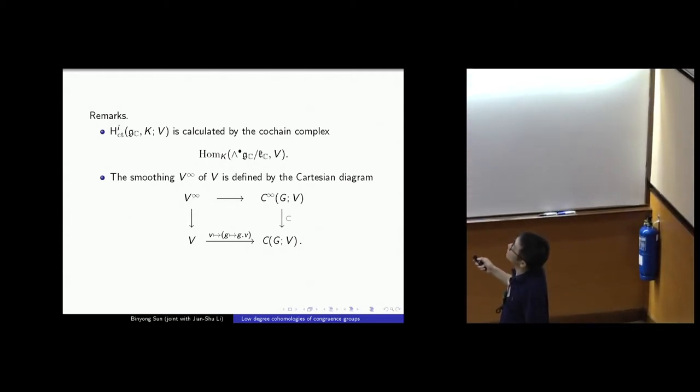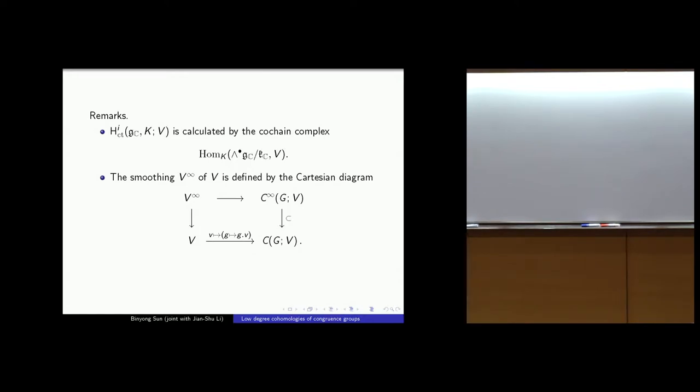Here, this relative Lie algebra cohomology is calculated by using this complex. This is the real definition of relative Lie algebra cohomology. And this smoothing, called the smoothing of V infinity, is defined by just this fiber product of representations. Here V is embedded into the space of continuous functions on G with values in V, by the orbit map. And this space is a representation of G under right translations. Then this is a homomorphism of representations, and of course this is also a homomorphism of representations. We take a fiber product, and then this is a smooth representation. This is called the smoothing of V. Starting from an arbitrary representation, we get a smooth representation.